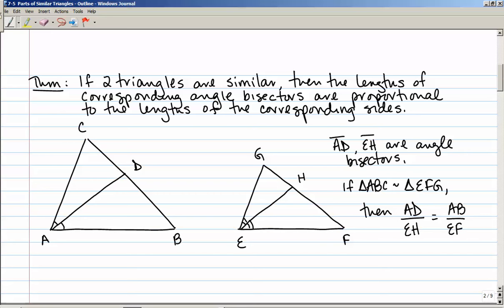So this theorem says that if these two triangles are similar to each other, then the length of the angle bisector, so AD over EH, so the proportion between the angle bisectors, is equal to the proportion of corresponding sides. So angle bisector over angle bisector equals side over side. Although you could do it that way too: angle bisector over side equals angle bisector over side. And I just chose AB and EF. It could be any of the sides because they're all going to be proportional to each other.